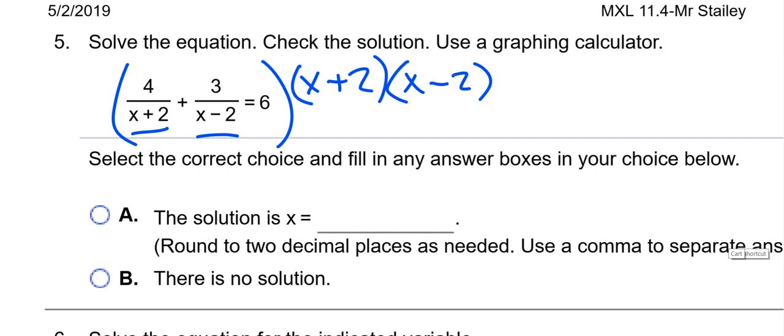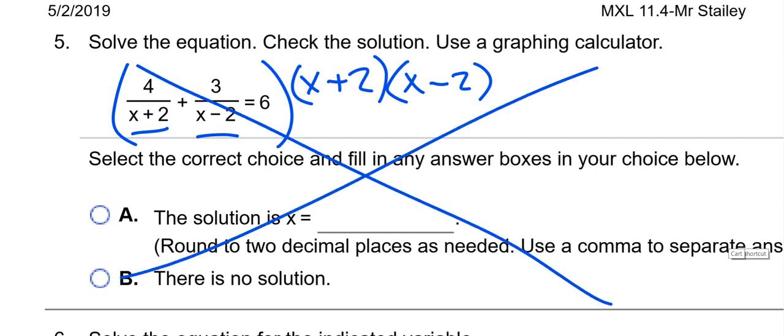That's what this one would require. I will not be putting this on your quiz or test. Okay? We're not going to be doing this one because of that.